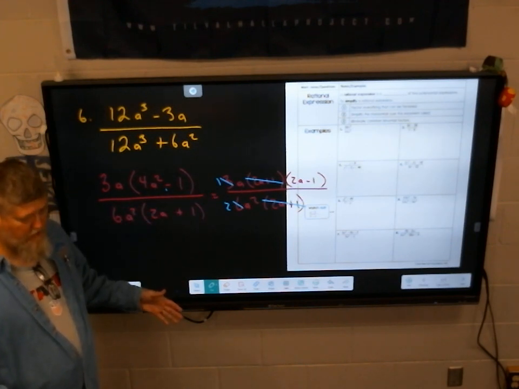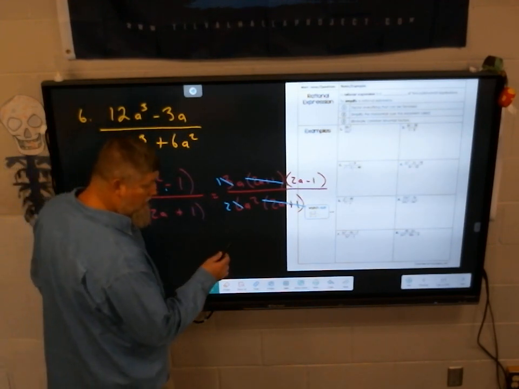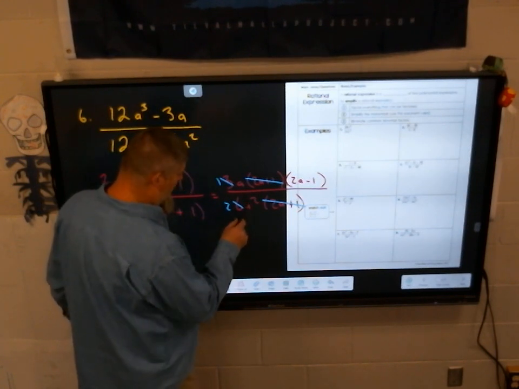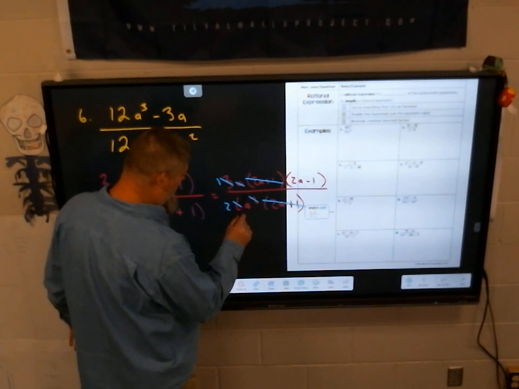Okay, what about the A's? Keep 1 of the A's. Keep 1 on top or bottom? Bottom, because there's 2 down here, so I cancel out 1, and it becomes the first power.